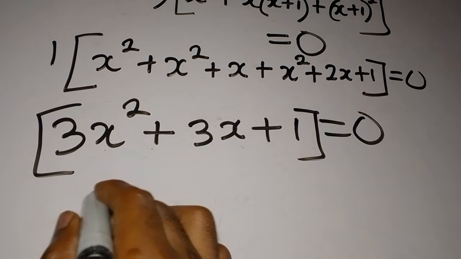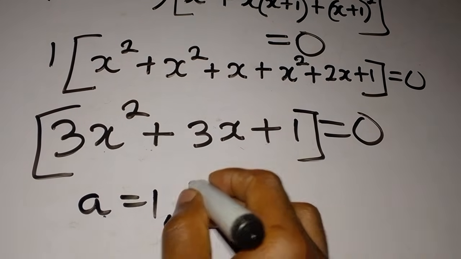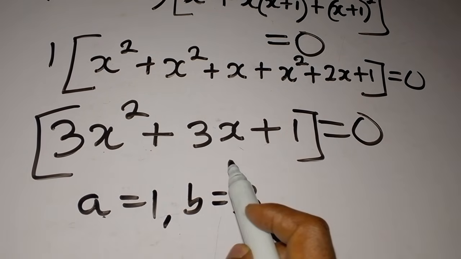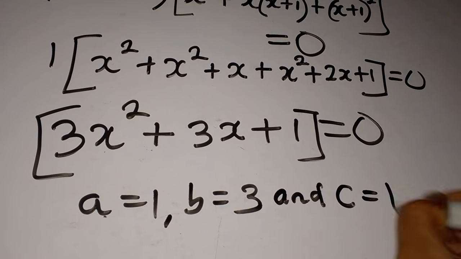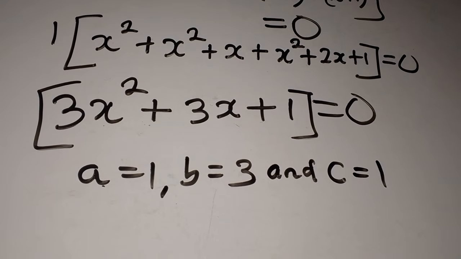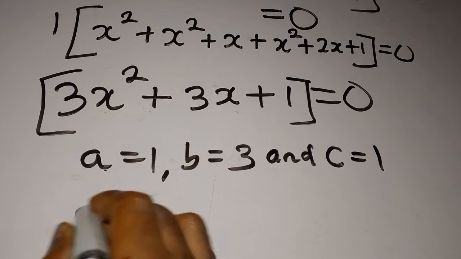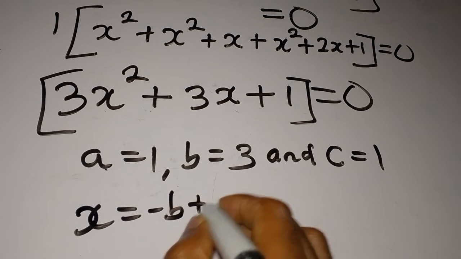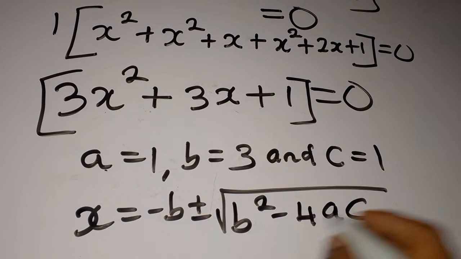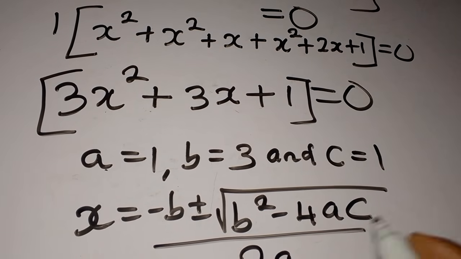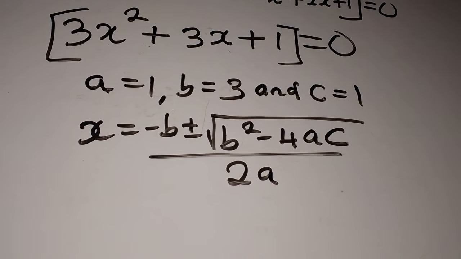This equation has a to be 1. A is the coefficient of x squared. It has b to be 3. 3 is the coefficient of x. And it has the constant c to be 1. Now, what is the formula? I think that is the most important thing to do here, knowing the formula. The formula is x equals minus b plus or minus the square root of b squared minus 4ac, all over 2 multiplied by a. So once you have the formula, the next thing to do is direct substitution.